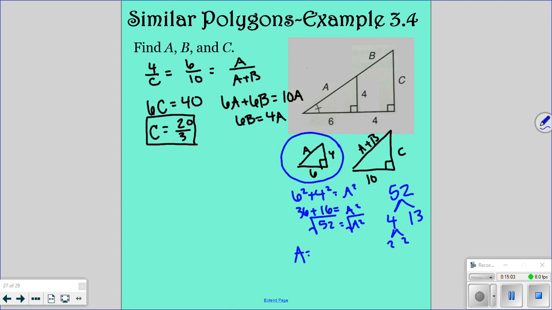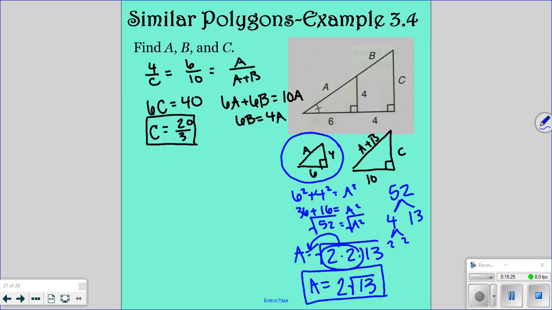So A is going to be, instead of the square root of 52, we would have 2 times 2 times 13. And since we're doing square roots, to pull anything out, we need a pair of them. So we can pull out this pair of 2's and put 1 2 on the outside. So our A value would be 2 square roots of 13. And then we can plug that in right here. So we have 6B equals 4, and then A is 2 square roots of 13.